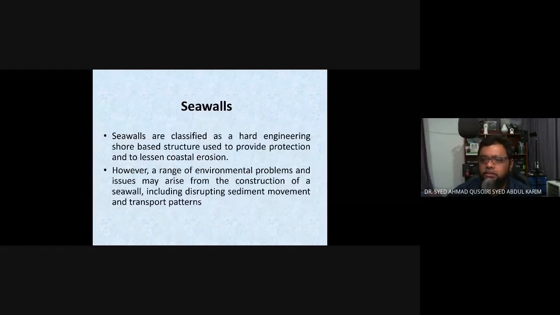Classified as hard engineering, a structure used to provide protection and lessen coastal erosion. However, a range of environmental problems and issues may arise. For example, disrupting sediment movement and transport patterns. So even though this seawall can seem to be a good solution, it can bring a lot of negative impact.